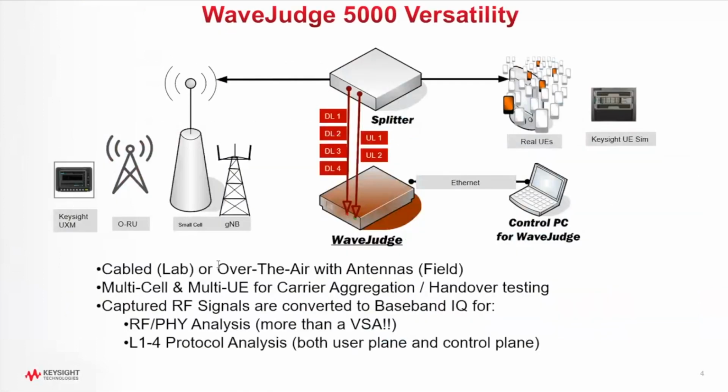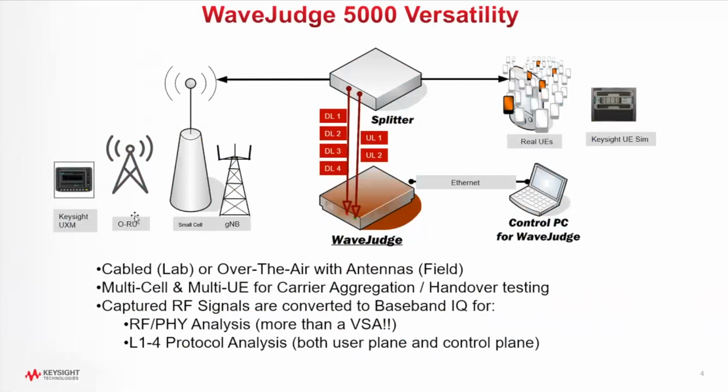Then this gives you an idea of exactly what the WaveJudge is performing. On the left side, we see 4G or 5G base stations. For example, we have a gNode B. This could also be an eNode B. Small cells or ORAN as well. The WaveJudge supports ORAN RF collections. So here I'm showing you an ORU. And this could also be a simulated base station.